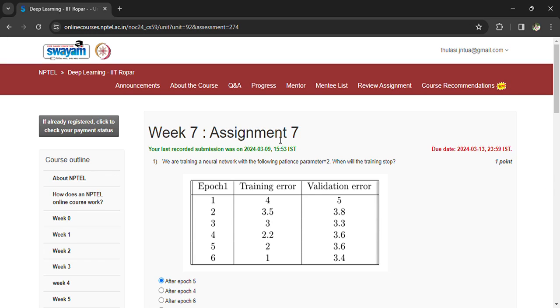Hi, coming to the Deep Learning IIT Ropar, Week 7, Assignment 7, and the last day to submit the assignment is 13.24. What are the training a neural network with the following patience parameters? When will the training stop?